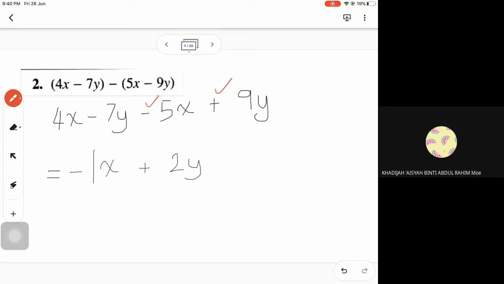Class, why it is not done yet? Siapa boleh cakap? Kenapa belum siap lagi? Sebab tak susun ikut letter. Actually, the final answer is correct but it's not done yet. Cuma Khadija skip another step. But actually, it is okay. It's just that I want you to practice. Kalau dah simple, dah cakap, okay lah to skip this step. Tapi this is not the final answer yet. Kenapa? Dia kira terus. Tak apa, boleh.